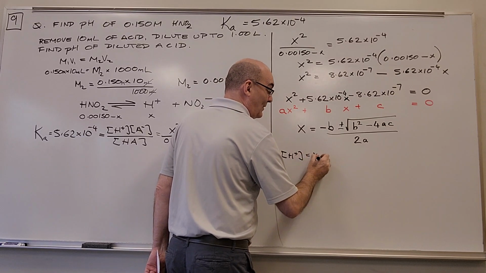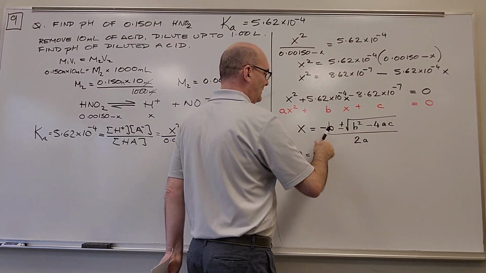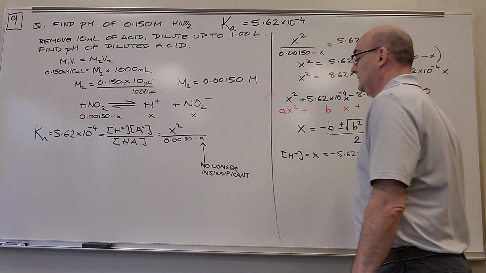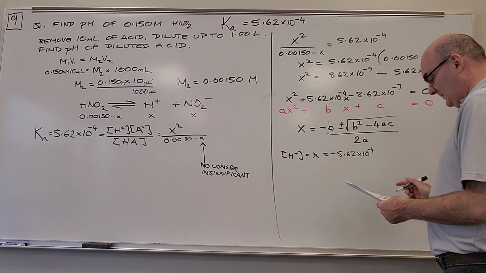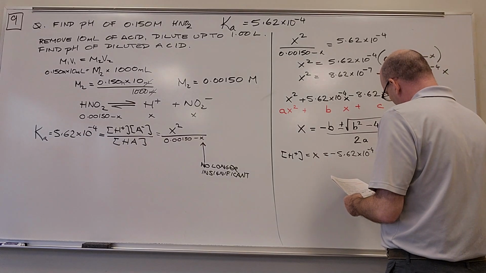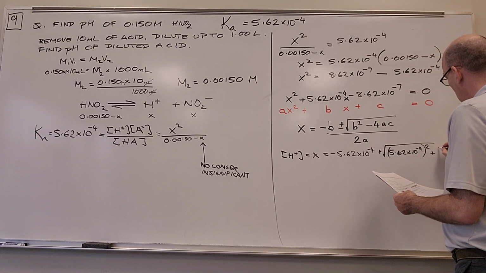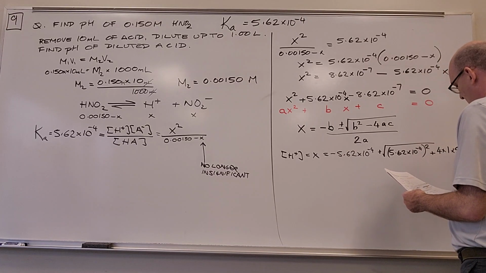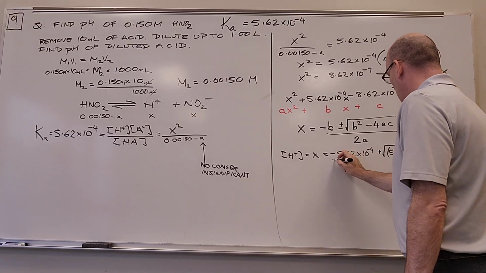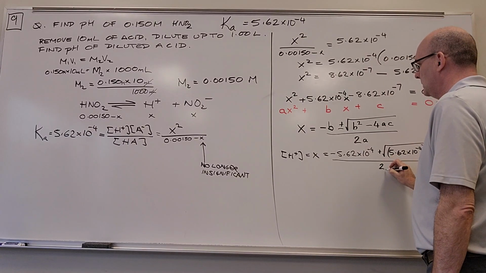H plus, which is our value x here, is equal to the negative value of b plus the square root of 5.62 times 10 to the negative 4 squared plus 4 times 1 times the constant term, all over 2 times a. What's a? 1.